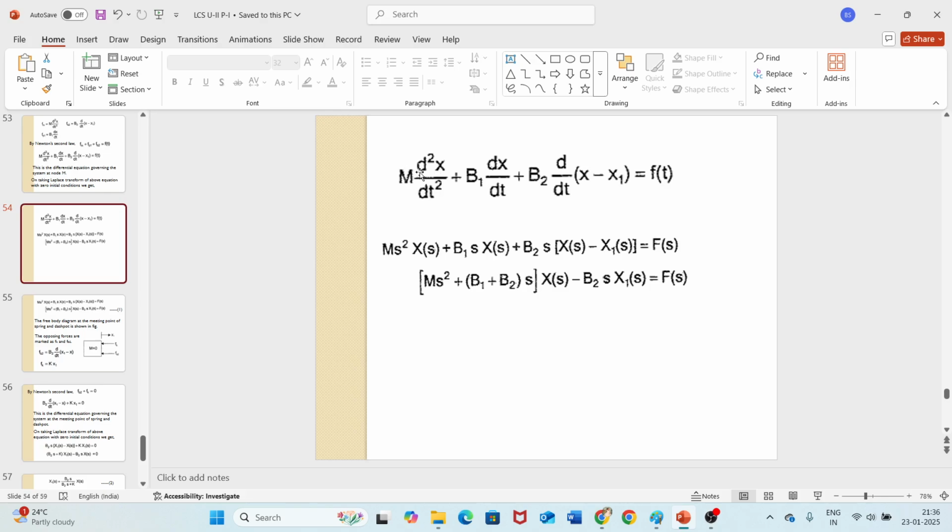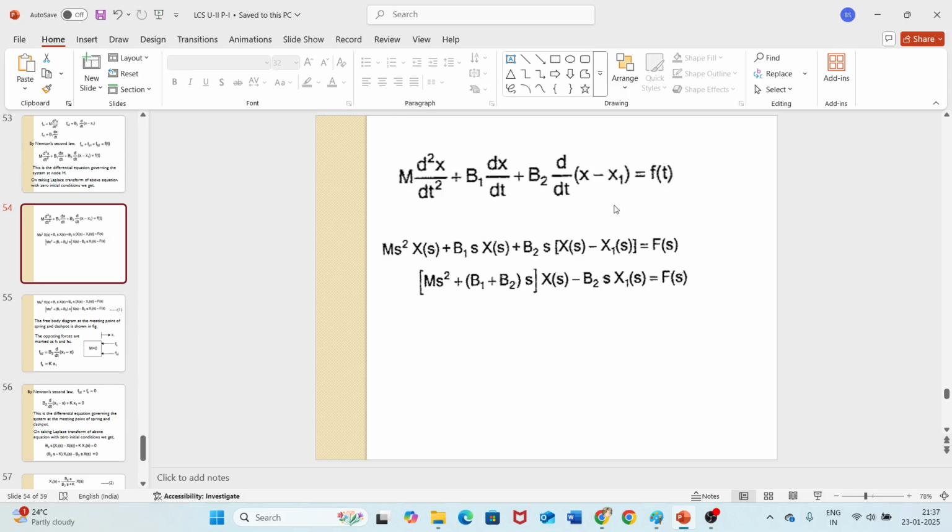So this is it. This is our differential equation. You have to convert that into Laplace form. So m d square x by dt square is s square X of s. b1 as it is, you must write, it's the constant. So dx by dt is s into X of s. b2 as it is, you just write d by dt of x minus x1. So s into X of s minus X1 of s, equal to f of t, which is F of s.